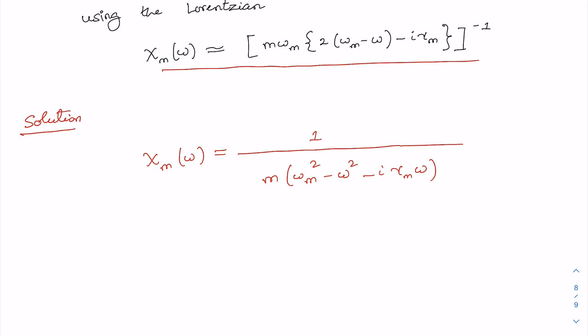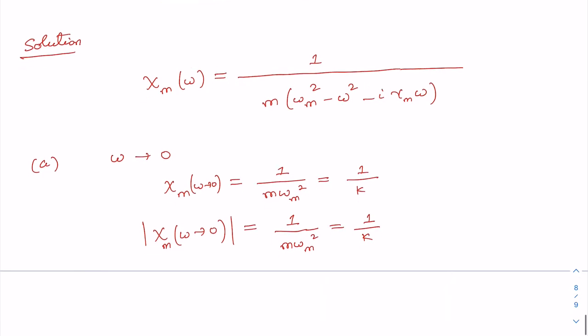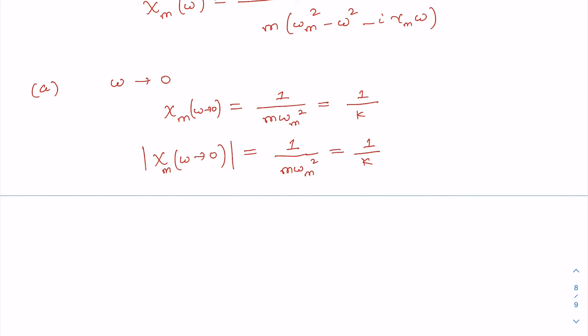The first part of the problem is very easy, because as you can see, as omega tends to 0, I can write chi m of omega is equal to 1 divided by m omega m square. These are the characteristic parameters of the oscillator, and 1 by m omega m square is nothing but the inverse of the spring constant k, or if I talk about the modulus, and this I have in the limit omega tends to 0, so you have to be careful here. So the modulus of the susceptibility is simply 1 by m into omega m square, and that is the spring constant. In fact, physically speaking, this result quantifies the response to a constant force, and therefore it is independent of friction, as you can see, as well as the mass, because k is the characteristic parameter of the system.